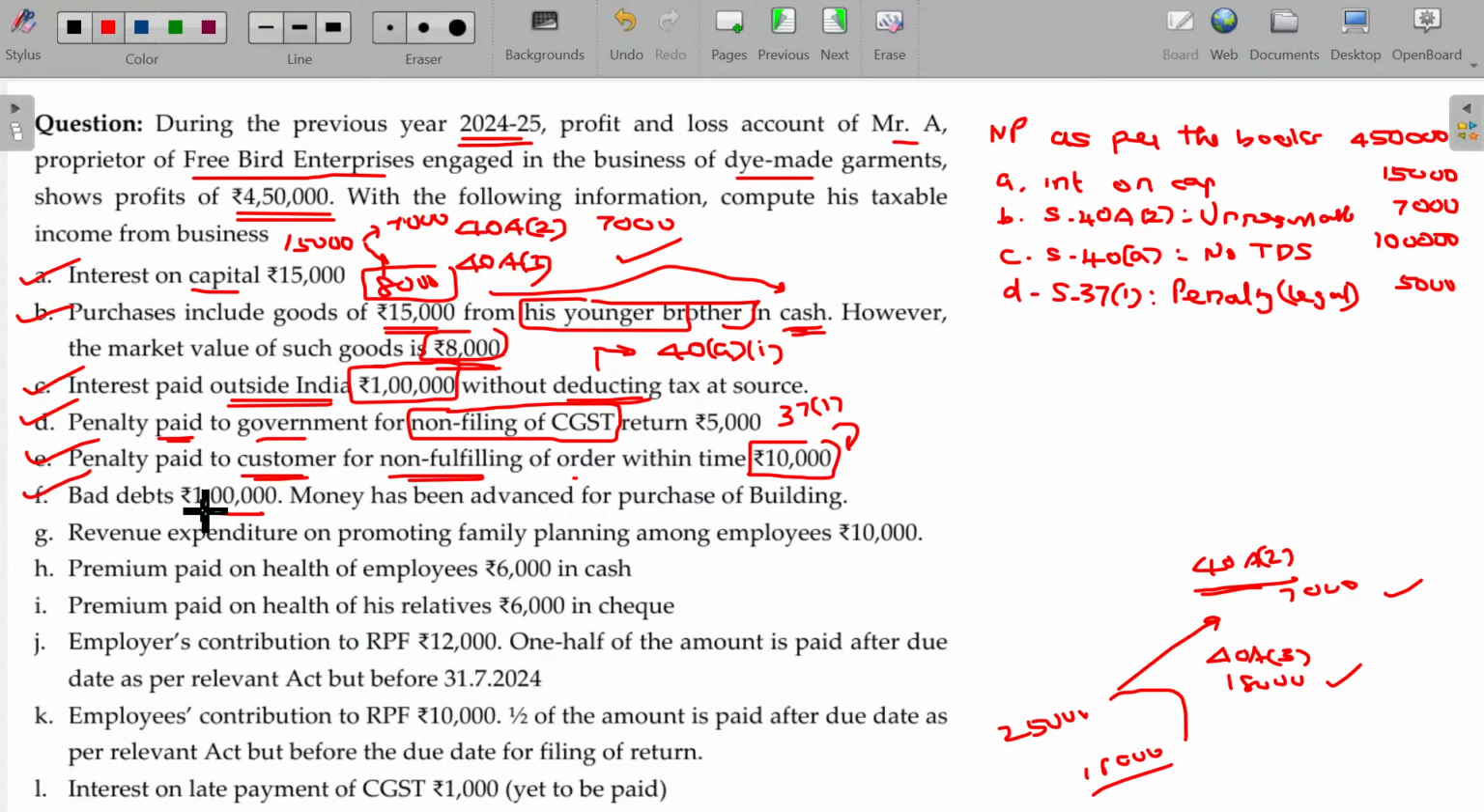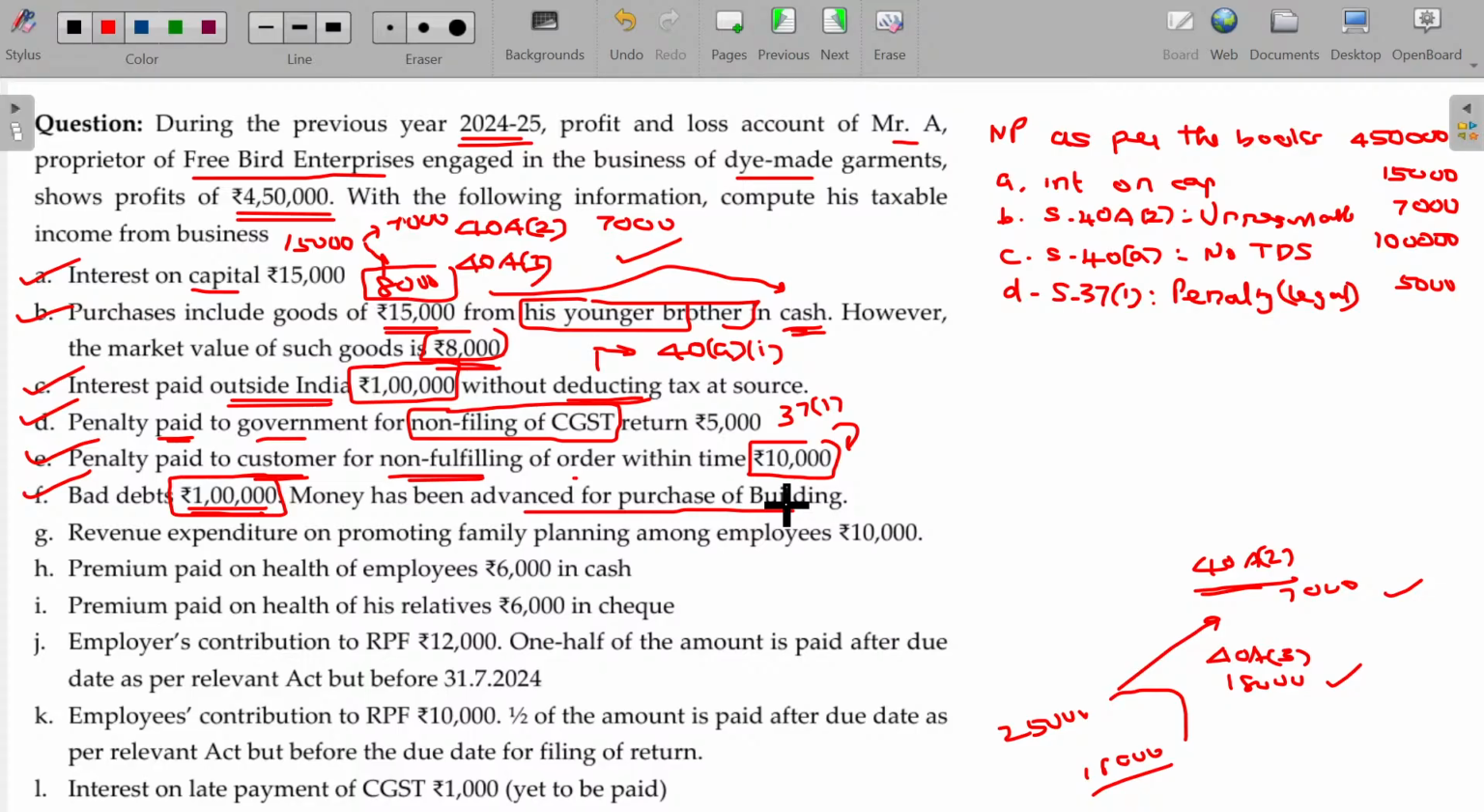Bad debt of rupees 1 lakh, where money has been advanced for purchase of a building. This bad debt of 1 lakh cannot be debited. Bad debt can be debited only when earlier it was considered as income and credited in the P&L account. But here, this bad debt is due to non-recovery of the advance paid for purchasing the building. Any amount paid for purchasing the building is nothing but a building advance. That building advance is not an amount transferable to the P&L account.